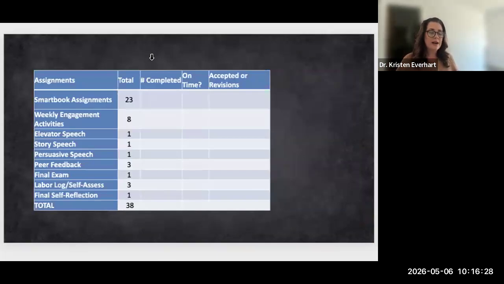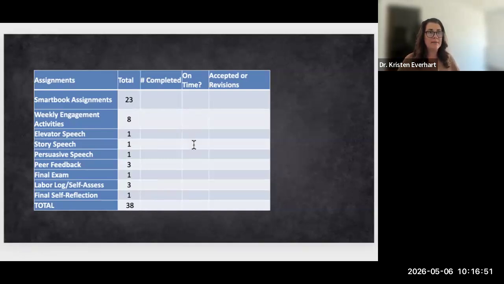Here is what it looks like now. So number of assignments in each category that they completed. For the speeches, I've now put it into elevator, story, and persuasive being all the three major speeches, and they have to complete 100% of those. Not necessarily at A, B, or C level. They just need to complete all three of them to pass the class.